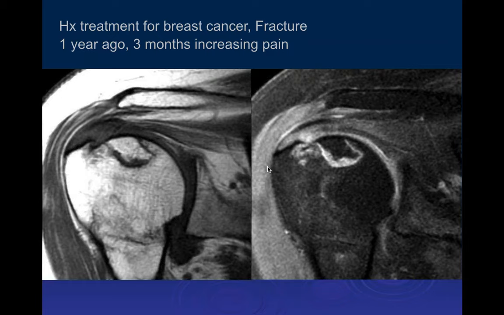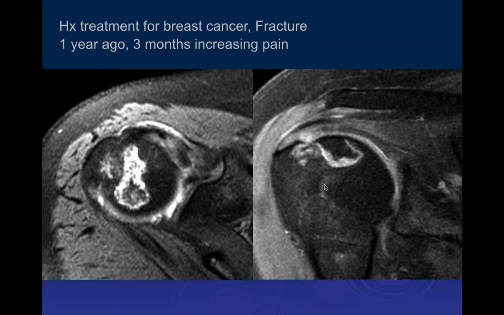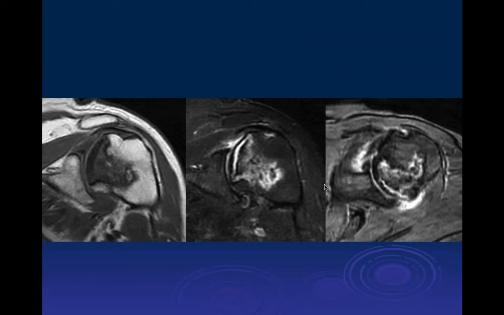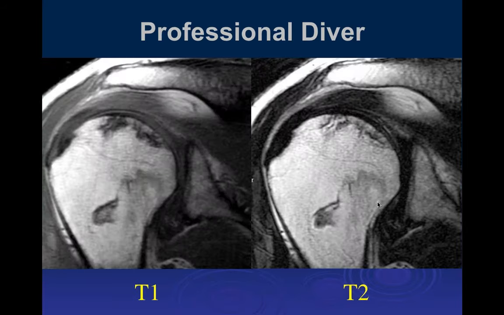So here's a patient who had breast cancer and had an osteoporotic fracture of the surgical neck down here, but that's healed now, and now we can see that the patient's developed increasing pain due to the AVN in the head, another post-traumatic AVN, with a pretty characteristic double line sign. And then here's a more severe example of AVN involving the articulating surface, and this has an in situ subchondral fragment, a very large subchondral fragment, and the typical double line sign for AVN of the humeral head.